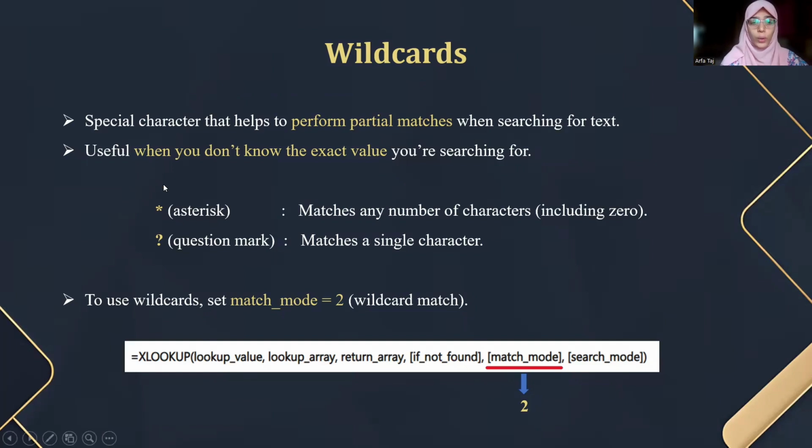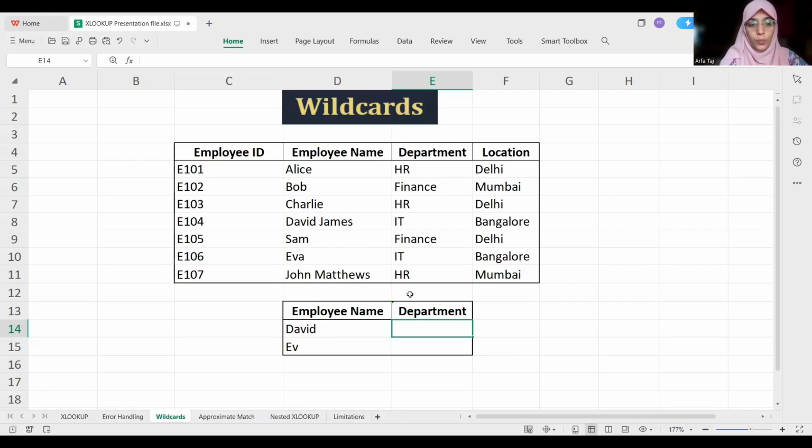The most used wildcards are the asterisk, which matches any number of characters, and the question mark, which matches just a single character. Now to enable this wildcard, you have to set the match mode as 2. Let's understand it better with an example. So this is an example of a wildcard where you are going to find the department of the employee David James, but you have given only the first name, David. Let's try it out with the XLOOKUP function.